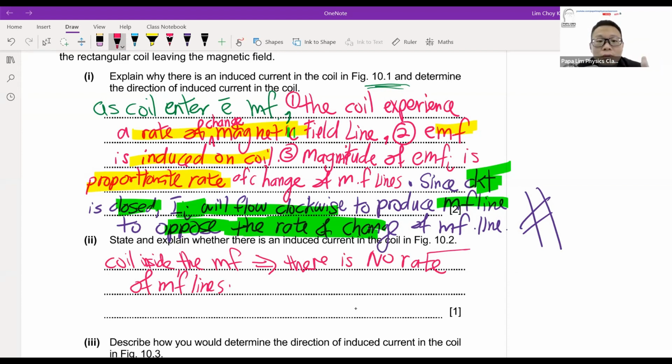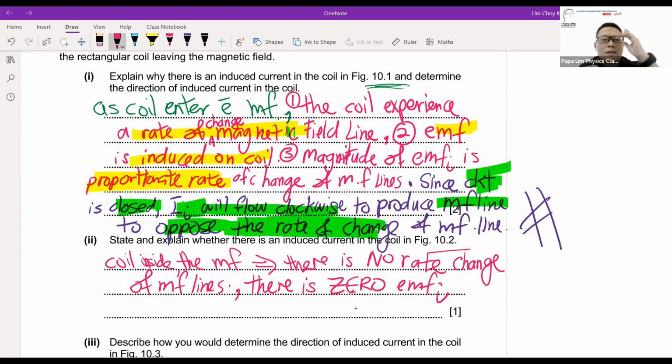Then remember for Faraday, when you look at induced EMF, we are looking at the rate of change of magnetic field line. It's not the amount of field line inside, it's how much the field line changes. So if there's no change, there's no rate of change of magnetic field lines. This will mean that there is 0 EMF induced in the coil.